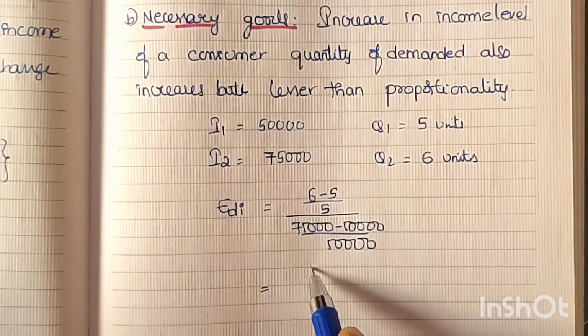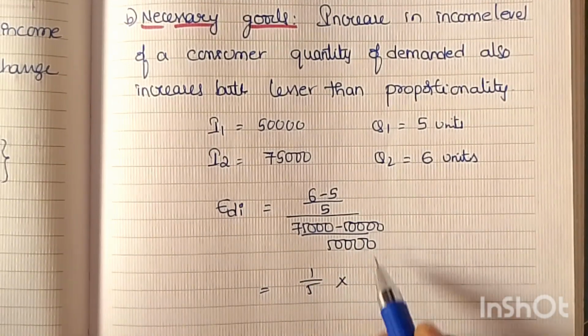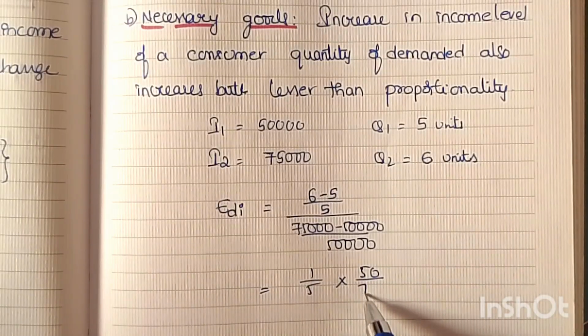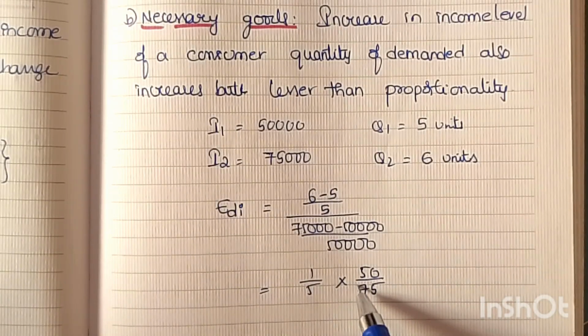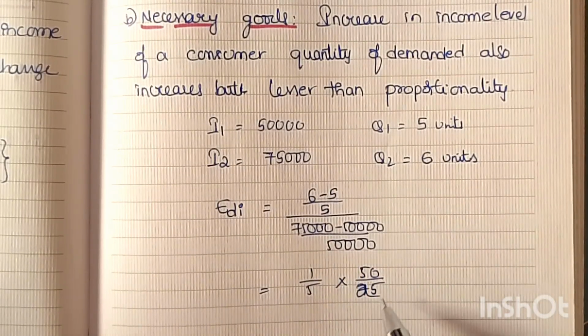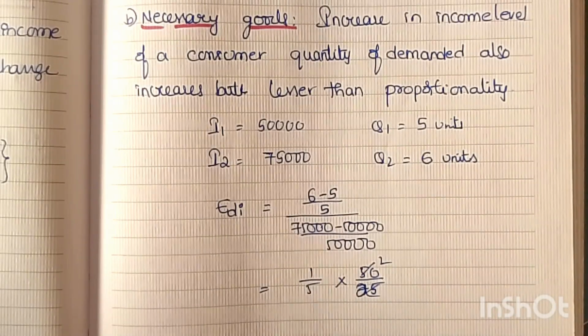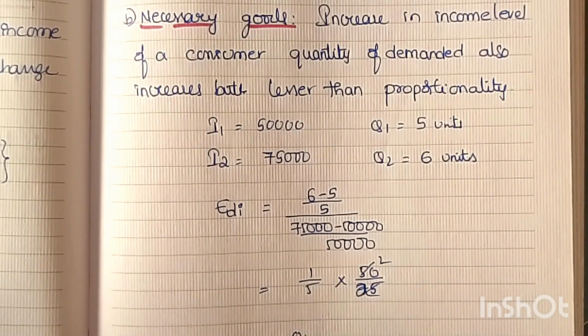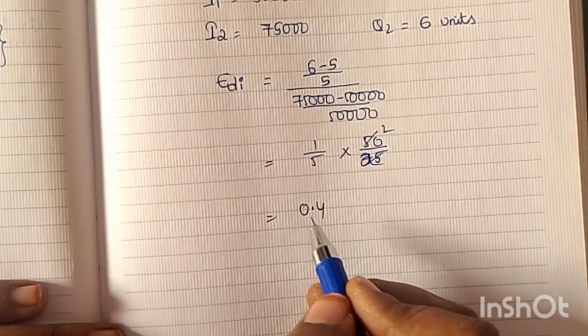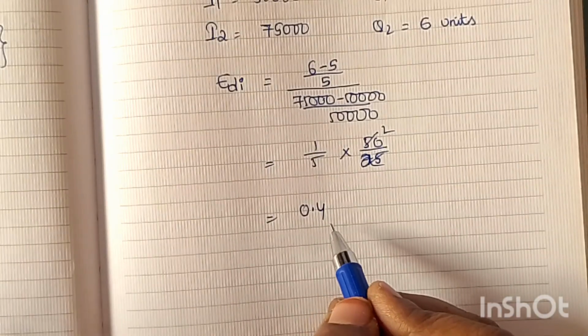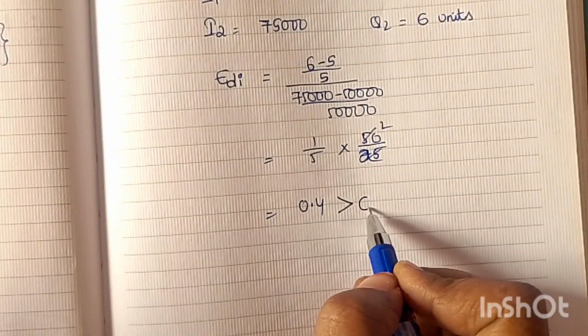So 1 by 5 into 50 by 25. The difference is, so cancel. So 2 by 5 is equal to 0.4. So 2 by 5 is equal to 0.4, which is greater than 0.